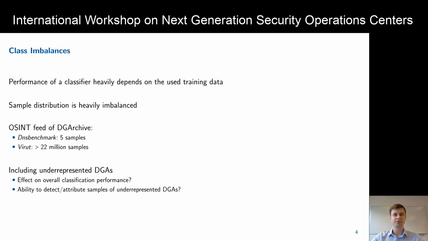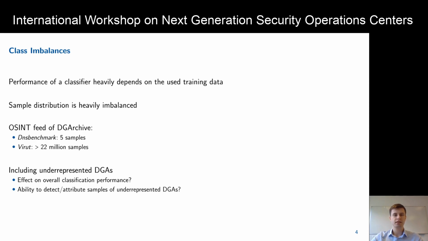Let's start with the class imbalance problem. The performance of machine learning classifiers heavily depends on the used training data. Considering the fact that the sample distribution per DGA family is heavily imbalanced, it is not trivial to create adequate training data sets for either of the 2 classification tasks. For example, DGArchive contains the DNS benchmark DGA with overall 5 samples and the viral DGA with over 22 million samples. Hence, it is not obvious how many samples per DGA should be included into the training sets.